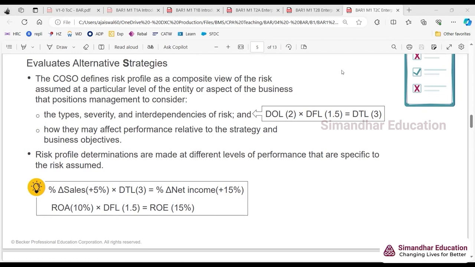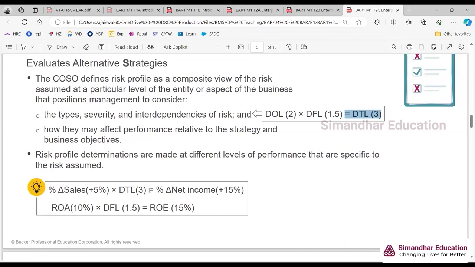So those two are represented by degree of operating leverage, DOL, and degree of financial leverage. Degree of operating leverage means related to fixed cost, degree of financial leverage means related to interest, right? Debt component. If you combine both, multiply, then we get the degree of total leverage, right? There is a formula also.